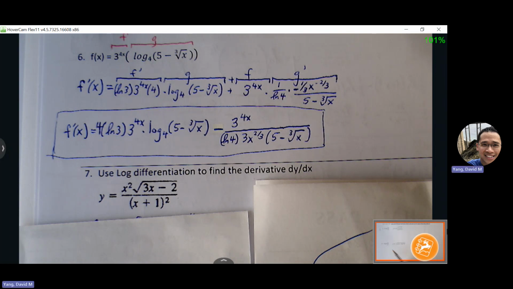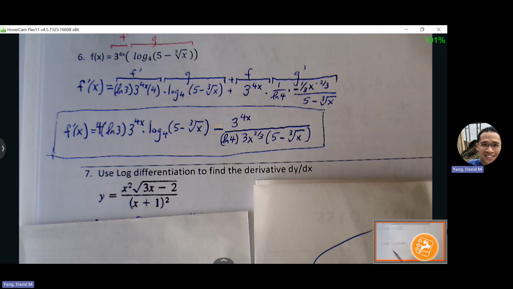Okay, number 7 says use log differentiation to find the derivative. Now, this problem does not need log differentiation, right? It's just an option, because we could go through chain, product, quotient rule. It's not like number 2 where there was no other option. We had to go through log differentiation because it's variable raised to variable.